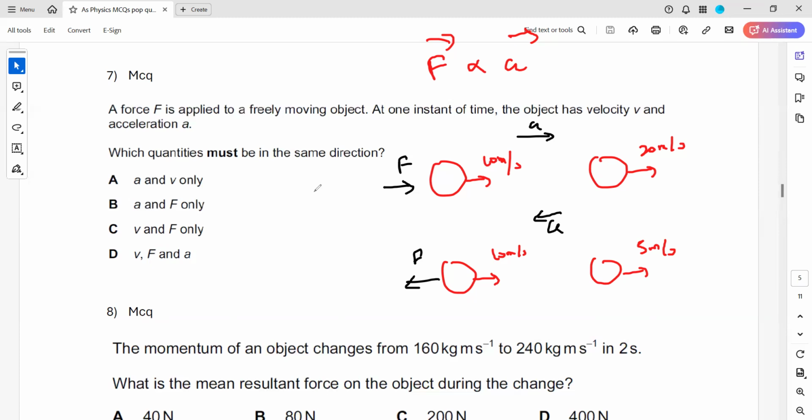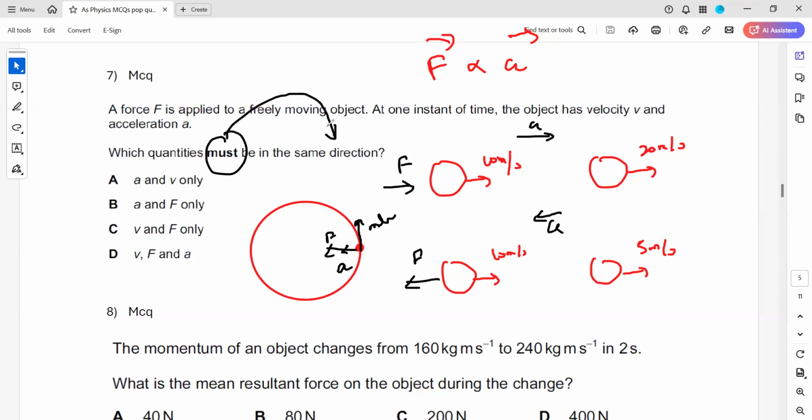And if an object is moving in a circular path, if the object is on a circular track, and this is the direction of the motion, the direction of the force is always toward the center. So what is the direction of the acceleration? That's also towards the center. So the two quantities which always remain in the same direction whenever an object experiences a resultant force are the acceleration and the force only, irrespective of the kind of motion.